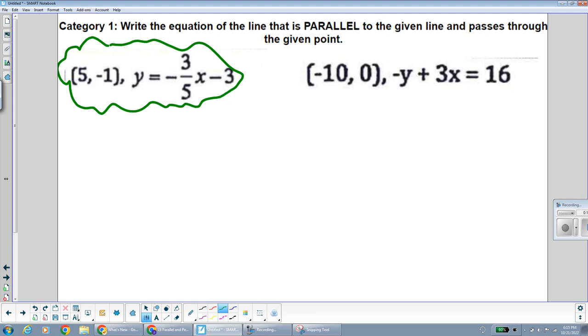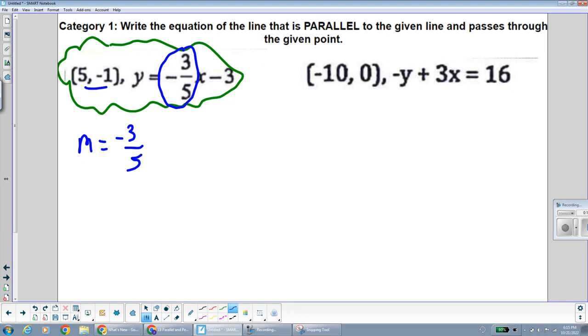So we want the equation of the line parallel to the given line, the line that they give us, that passes through the given point. Parallel lines have equal slopes. So if the slope of the original line is negative 3 over 5, we're going to be using the same slope for the parallel line. We also have a point.